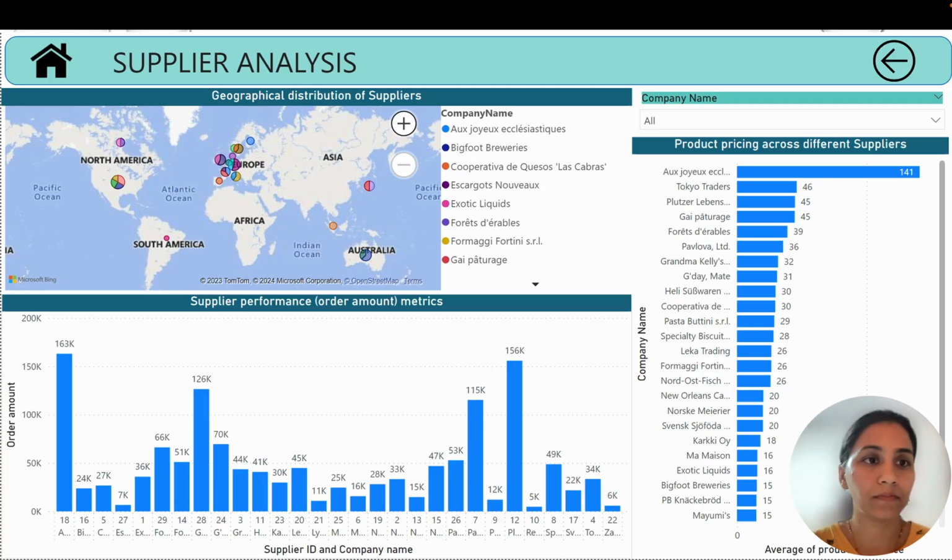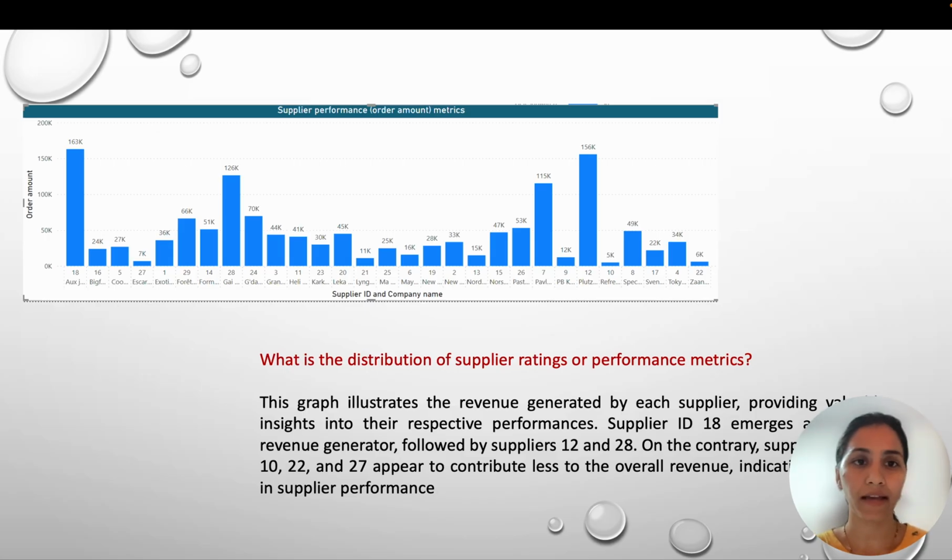Now the supplier analysis. This is my dashboard for supplier analysis, which contains the slicer company name and three other visualizations. The first question of supplier analysis is, what is the distribution of supplier ratings or performance metrics? For this one, I have created a bar chart which shows supplier performance as order amount, that is, which supplier generates the maximum order amount.